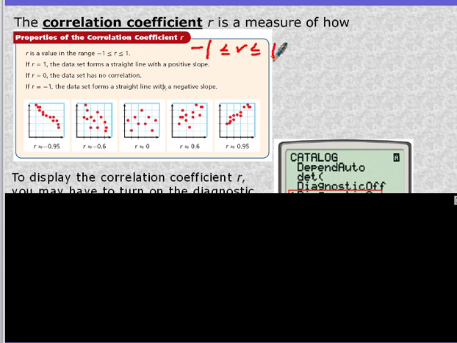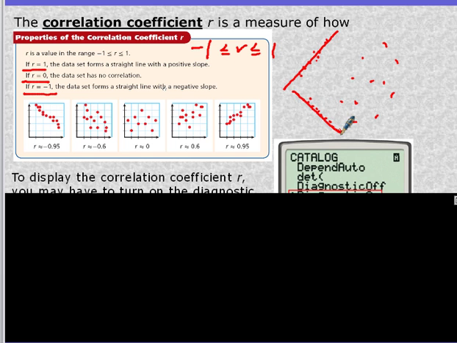If R is equal to 1, it's a straight line and a positive slope. So if I had dots that pretty much look like a straight line with an upward slope, we're going to have a correlation coefficient of 1. If the correlation coefficient is 0, it's going to be random. That means there's absolutely no correlation between the data. So that's this case.